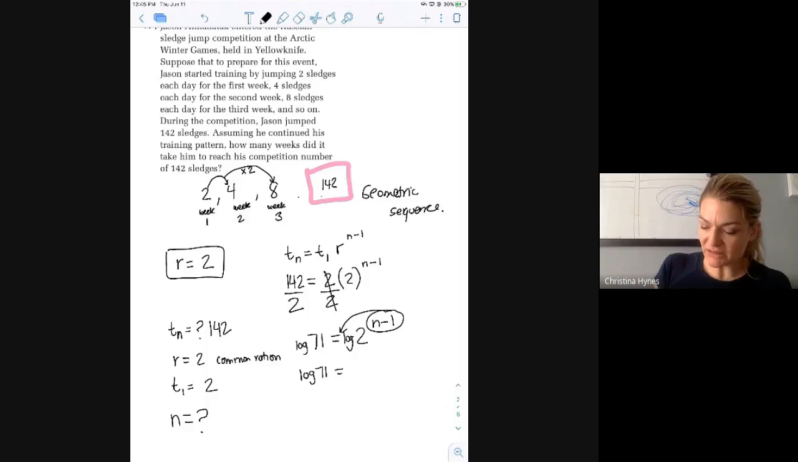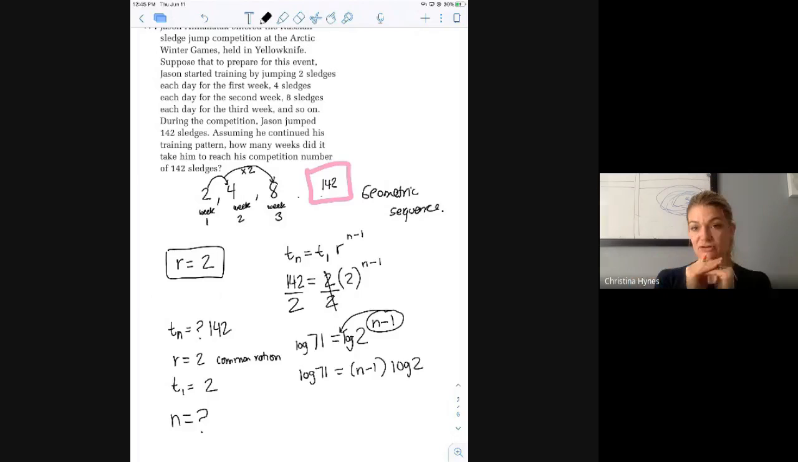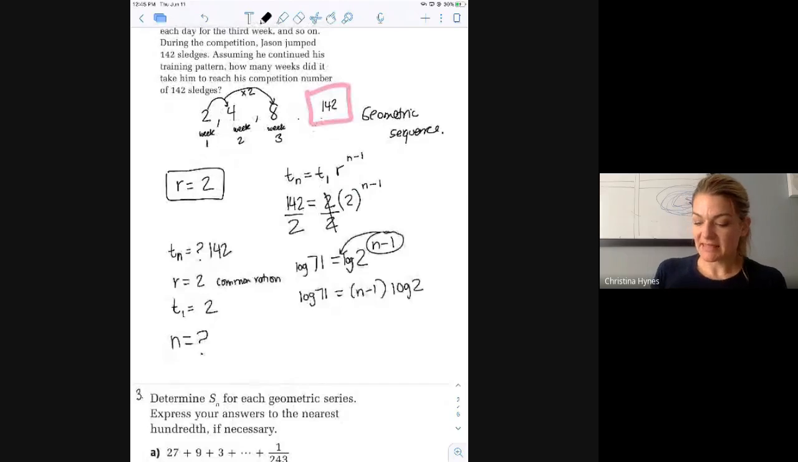So once you put the log 2 in, now you can actually bring the N minus 1 to be a coefficient of log 2, like that. So it's on the same level now. Now there's no powers. So it's a really cool step there. And then what we want to do is isolate for N by dividing both sides by log 2.